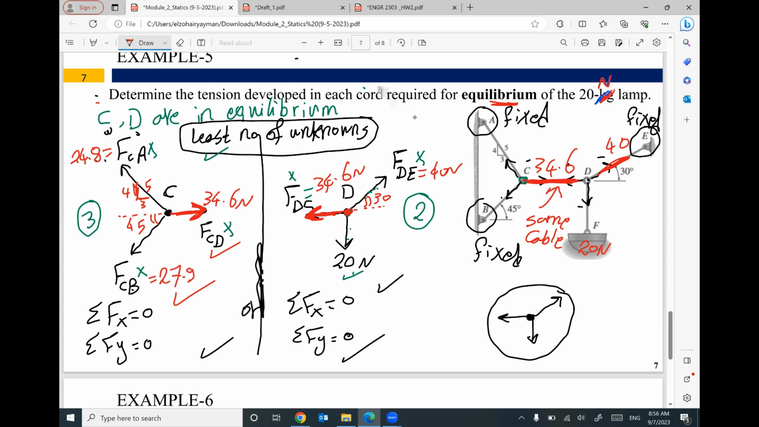What is the tension force developed in each chord? Chord CB has a force of 27.9. Chord CA has a force equal to 24.8. Chord CD equals 34.6. Chord DE has a force equal to 40. These forces only support your lamp of 20 Newton.